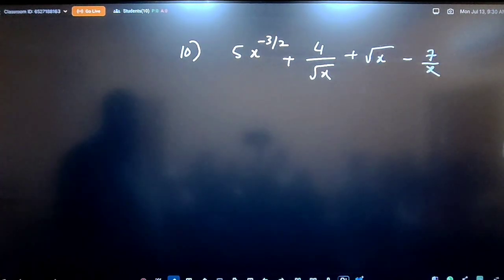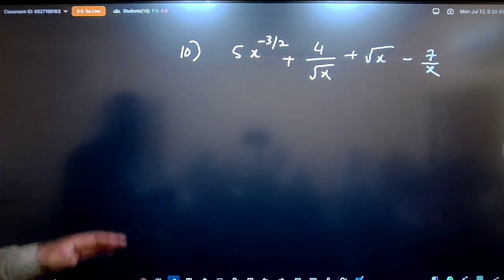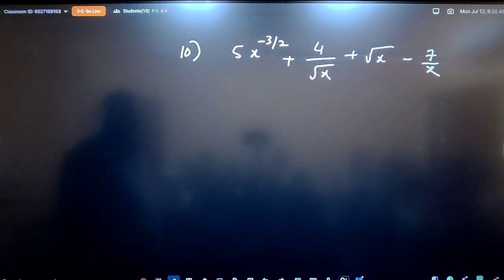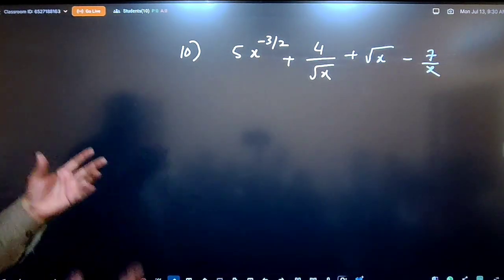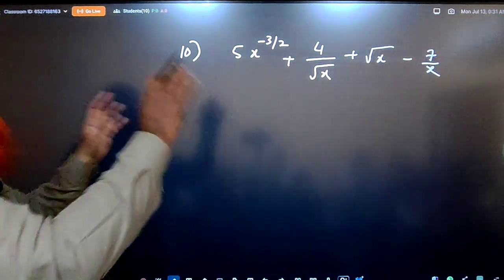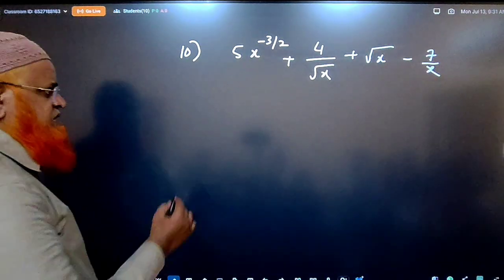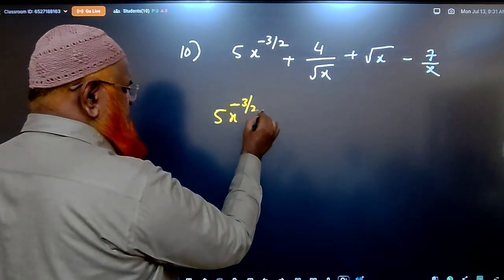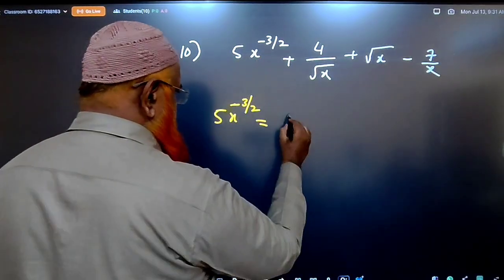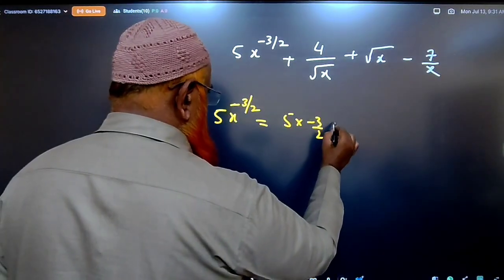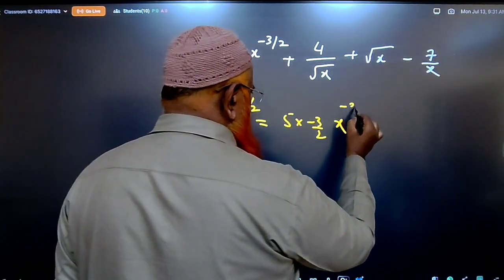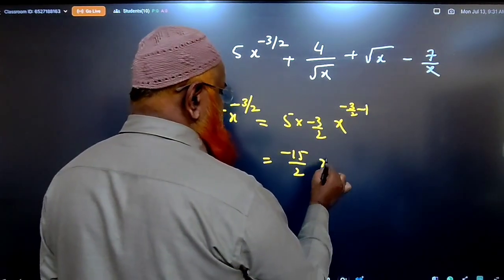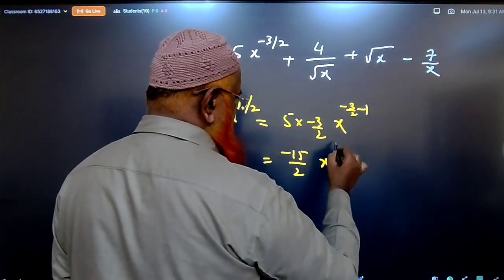Is it okay? Now, how are you going to do this one? I think it is better you do it separately to eliminate confusion. If you are experienced, you can do it directly. I can do this in a single step, but for you, let me differentiate separately. Here, first of all, 5x power of minus 3 by 2. This can be taken as 5 into minus 3 by 2, x power of n minus 1, minus 3 by 2 minus 1. So this is 5 times 3 is 15, minus 15 by 2, x power of minus 5 by 2.